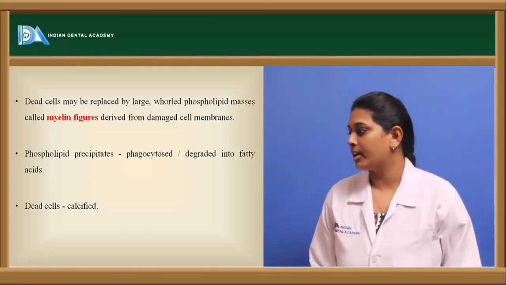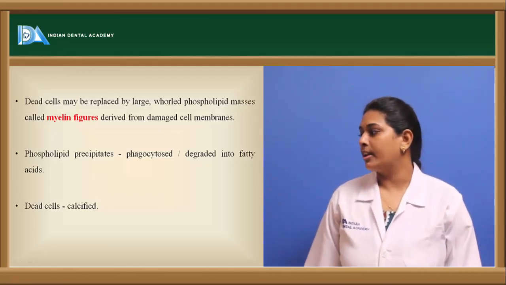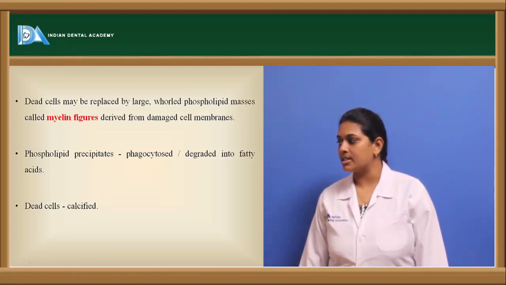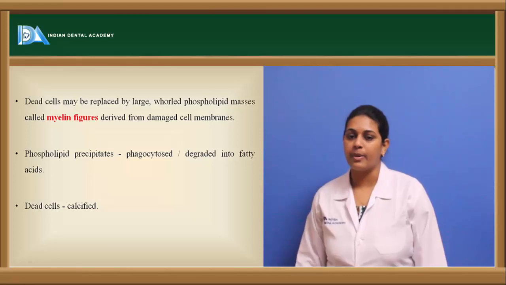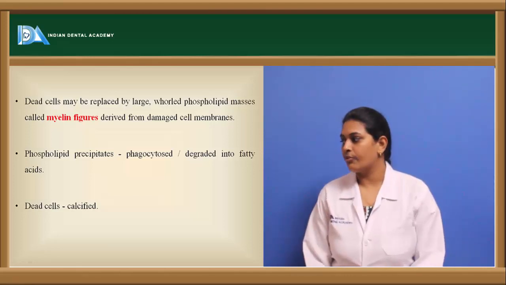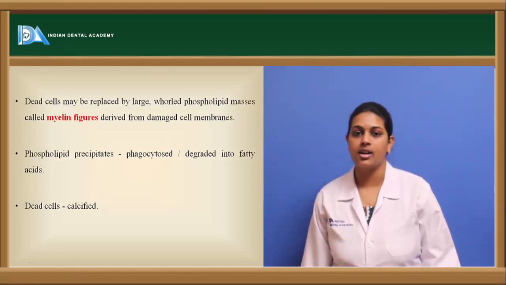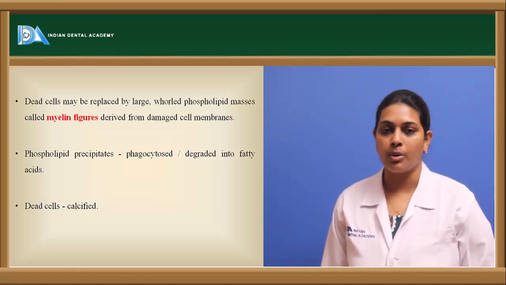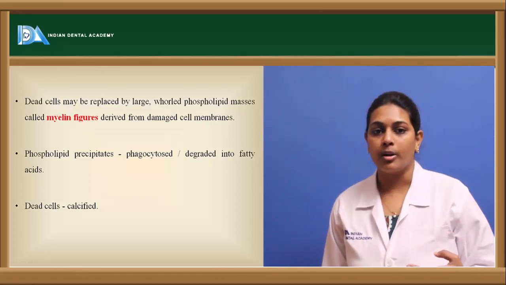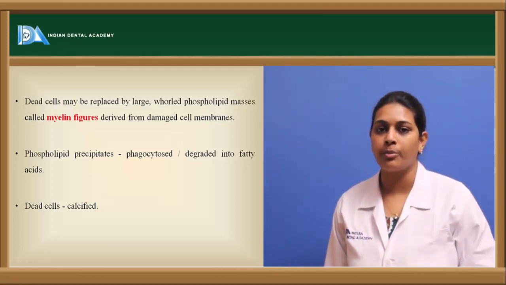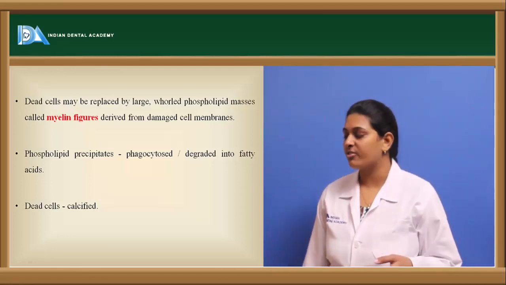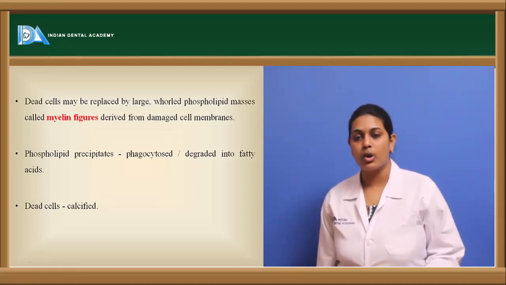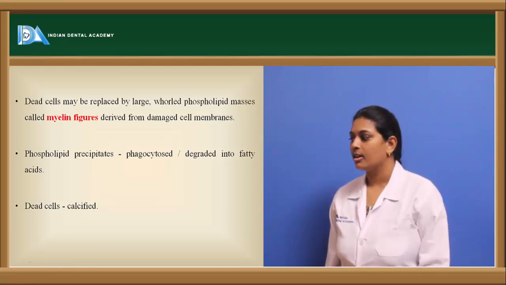And the myelin figures, as already explained, are whole phospholipid masses derived from the damaged cell membranes. These dead cells are replaced by these myelin figures. The phospholipids are broken down into smaller molecular size for easy elimination from the body, and these particles are phagocytosed, or further degraded into even smaller molecules known as fatty acids.